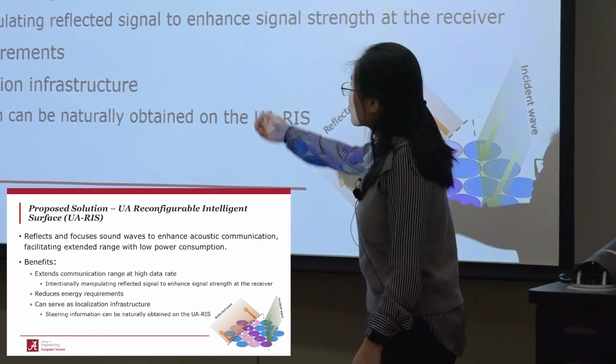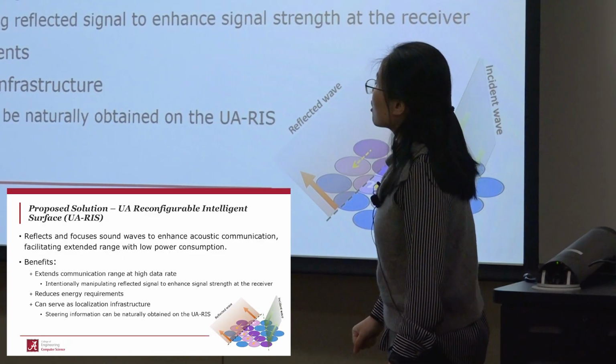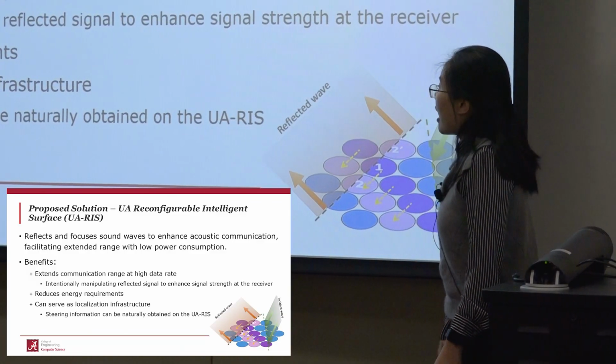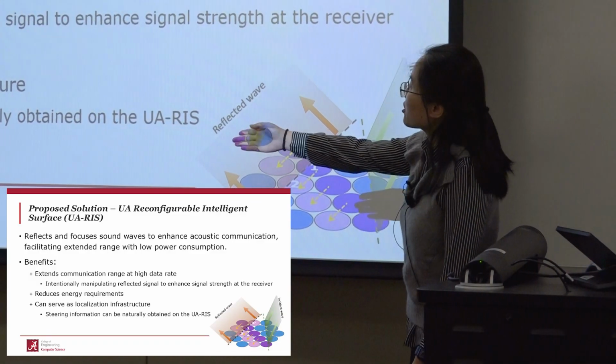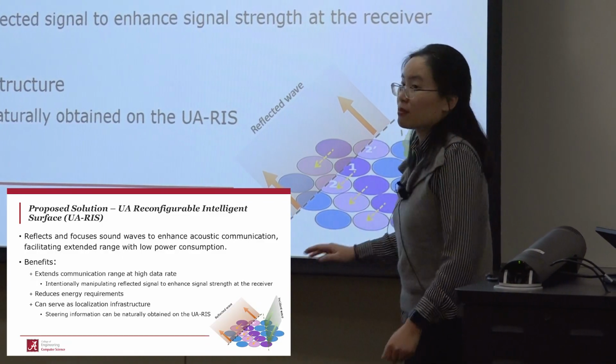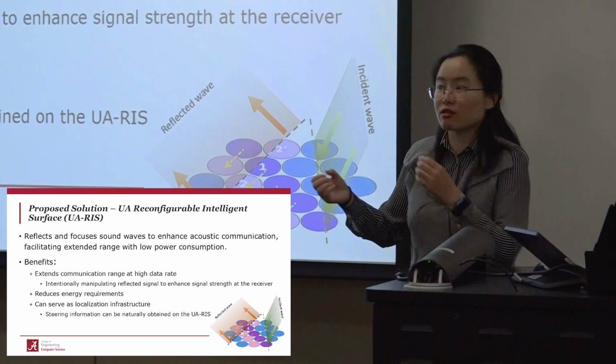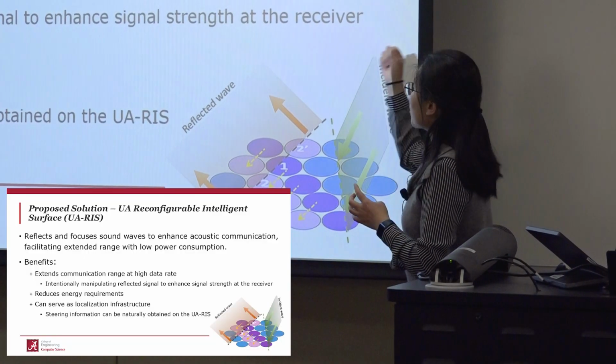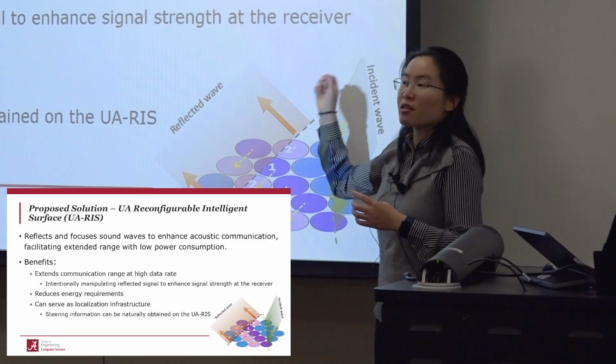And it can also serve as localization infrastructure, because the steering information can naturally be obtained on the RIS. Basically, we can get the direction information of the transmitter to localize the transmitter.